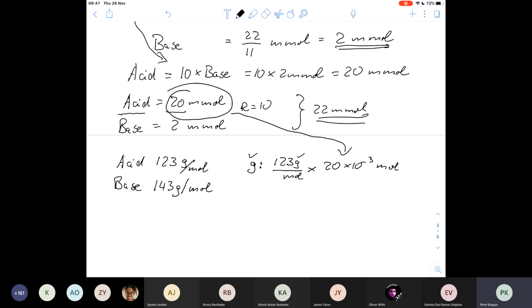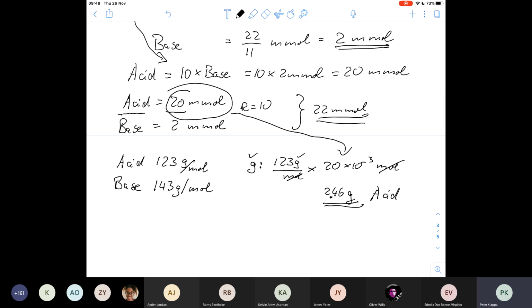And what happens to the moles? They cancel out. So here we get 20 times 123, that gives 2, 4, 6. So that would give us 2.46 gram of acid. And I got that right. So we need 2.46 gram of acid.